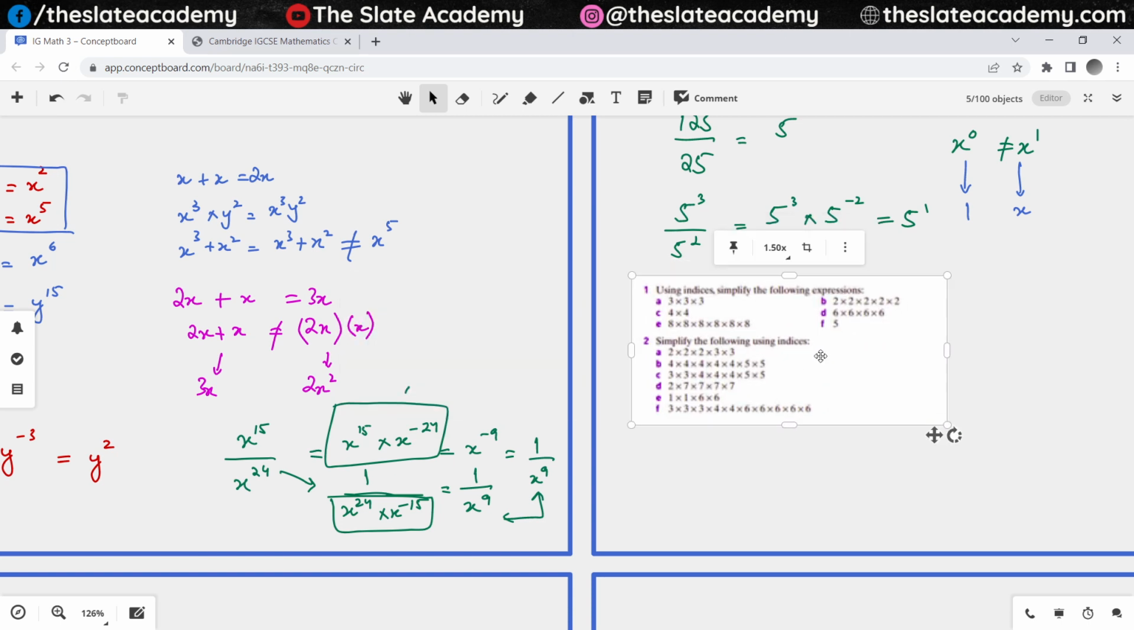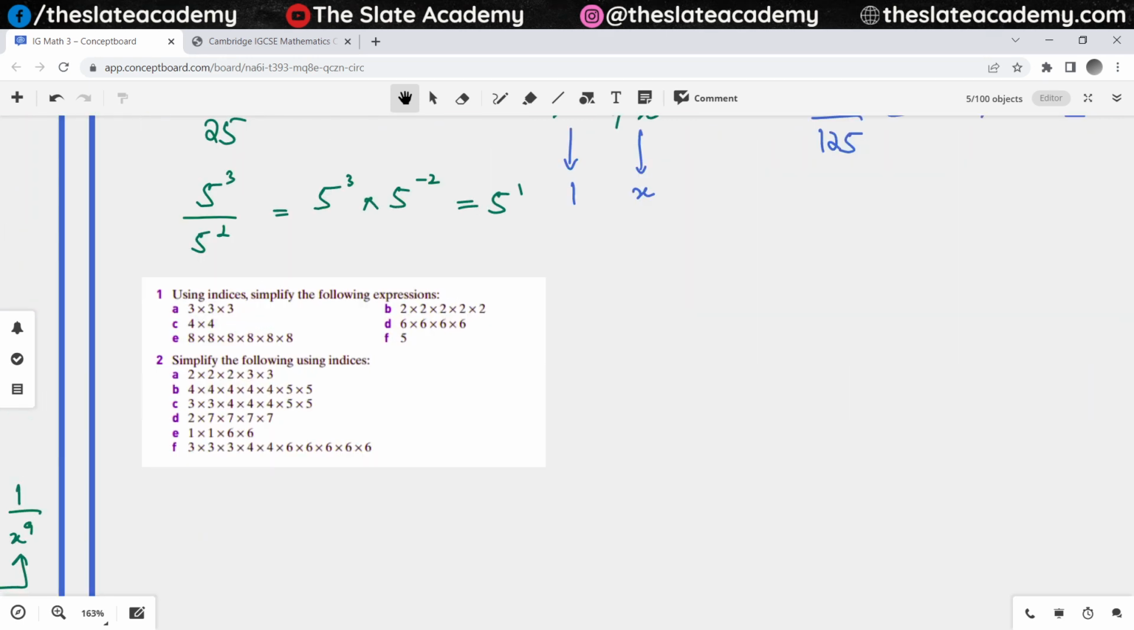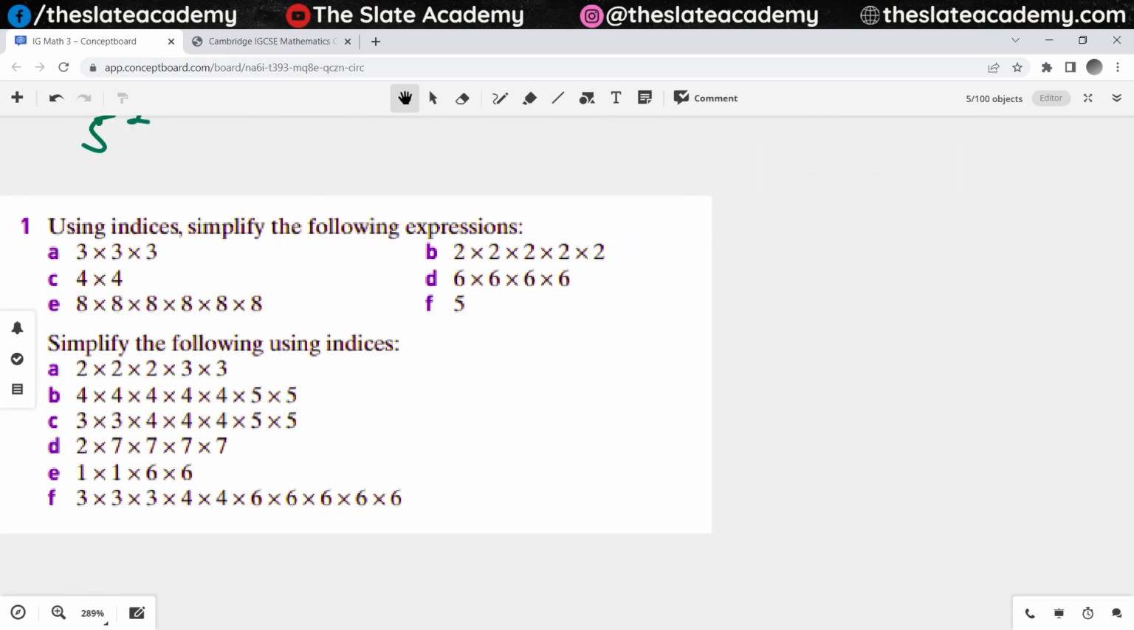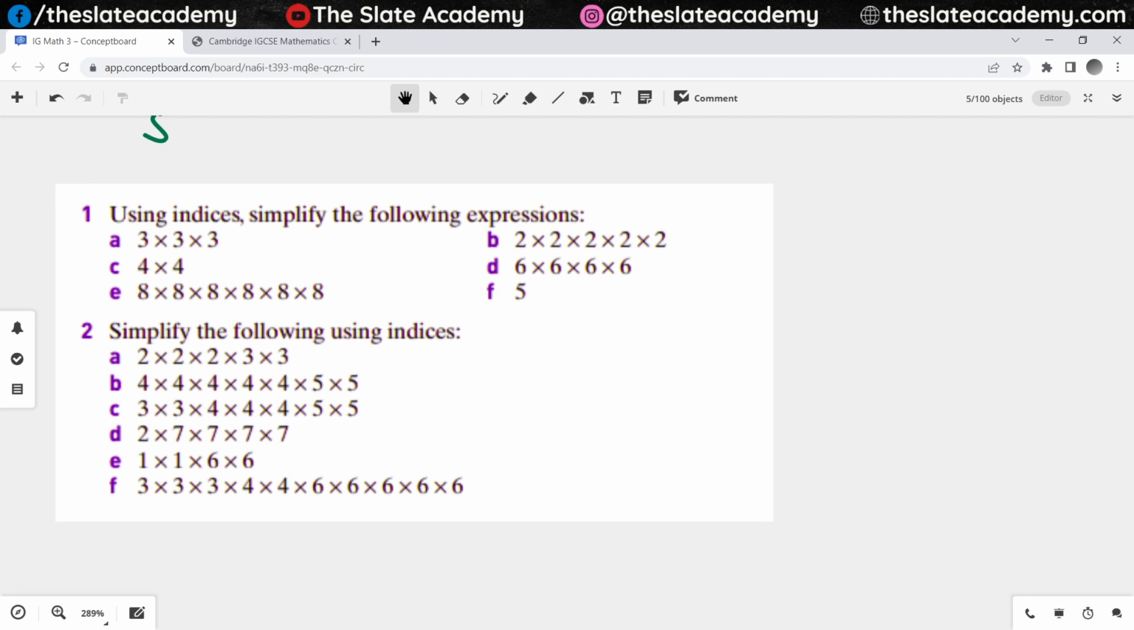Acha ji, question number 1. Using indices, simplify the following expressions. So following numbers, we have got a few numbers multiplying with themselves. So using index, how we can express the same number? 3 times 3 times 3. It is the same as saying it is 3 cubed, right?